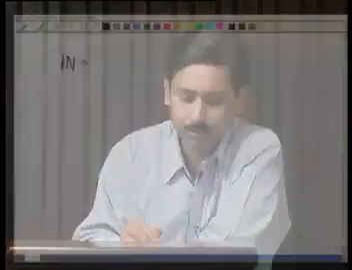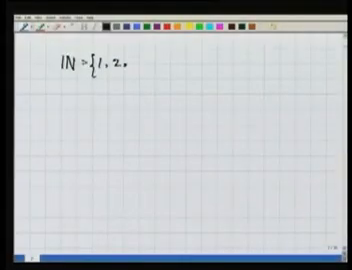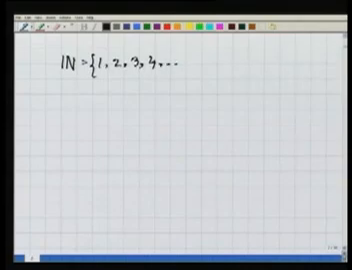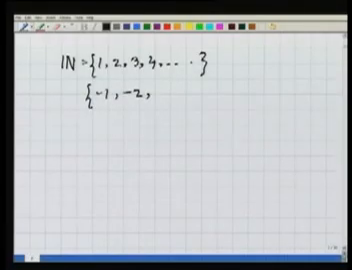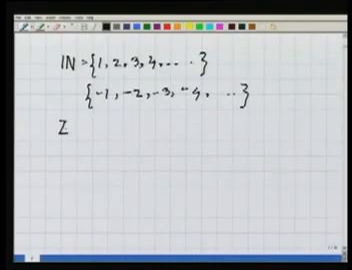Well, there are certain numbers we anyway know. For example, the set of natural numbers, which is denoted by N. The numbers are 1, 2, 3, 4, and so on. We also know examples of negative integers, that is -1, -2, -3, -4, and so on. We also have the number 0, and that comprises the set of integers denoted by Z.